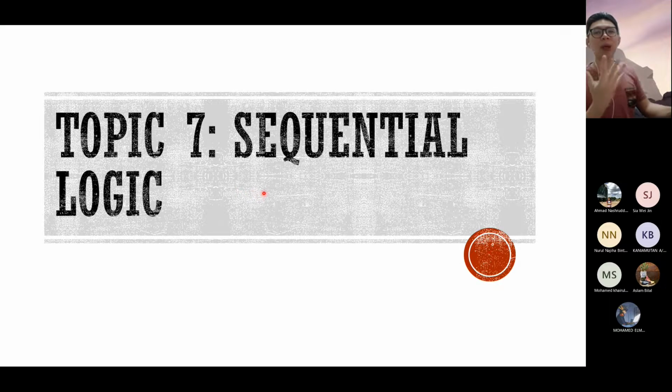In sequential logic, we remember what the previous state or the previous input was. In combinational logic, we don't care about what the previous inputs or previous outputs are. But in sequential logic, we care about them. We care about what is given to the circuit now and what was given to the circuit previously. So that is what makes sequential logic different from combinational logic.